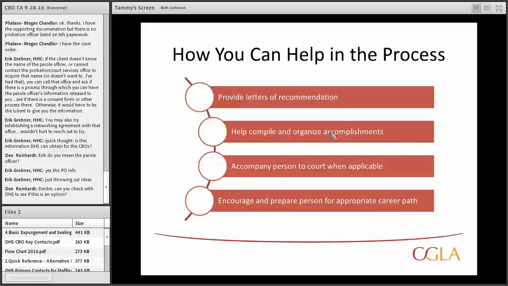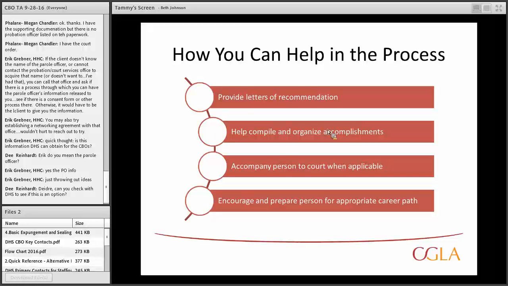So how can you help in any of these processes? Even for the process of expungement or sealing, when people go to court, you can provide letters of recommendation on letterhead that show the steps somebody is taking to improve their employment outcomes outside of their criminal record, right? You can help compile and organize accomplishments or milestones in somebody's life.